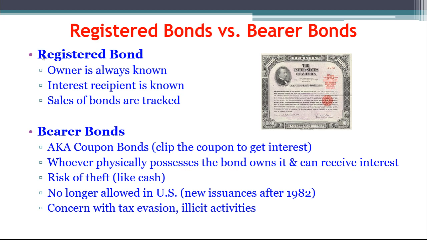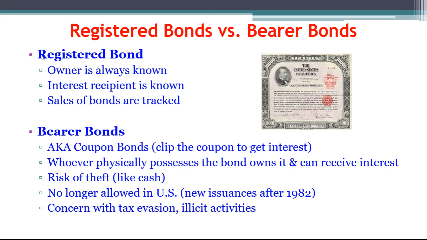Several decades ago, prior to 1982, they used to have what were known as bearer bonds. Now, I will say these still exist in other parts of the world, but in the United States, new issuances of bearer bonds are no longer allowed. You may have watched a variety of different movies over the years that have referred to bearer bonds. Basically, it's like cash. It's the same idea as cash, only it's a financial instrument.